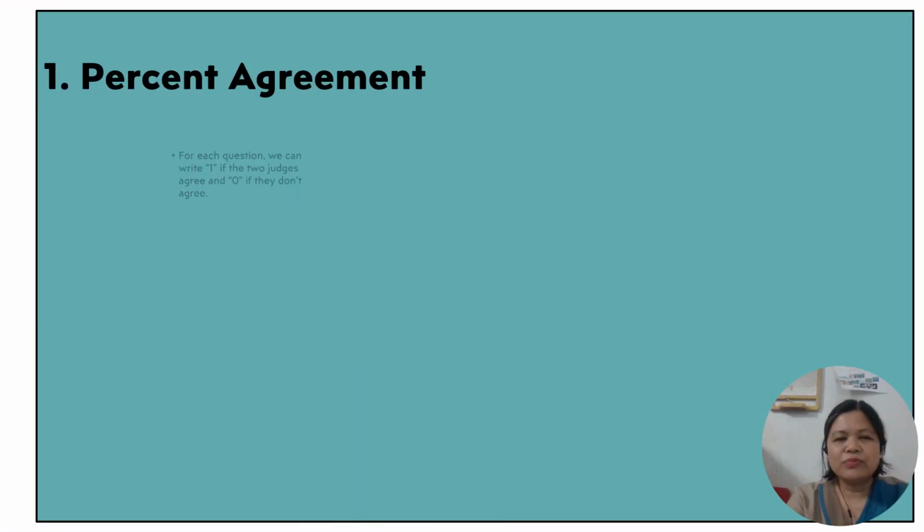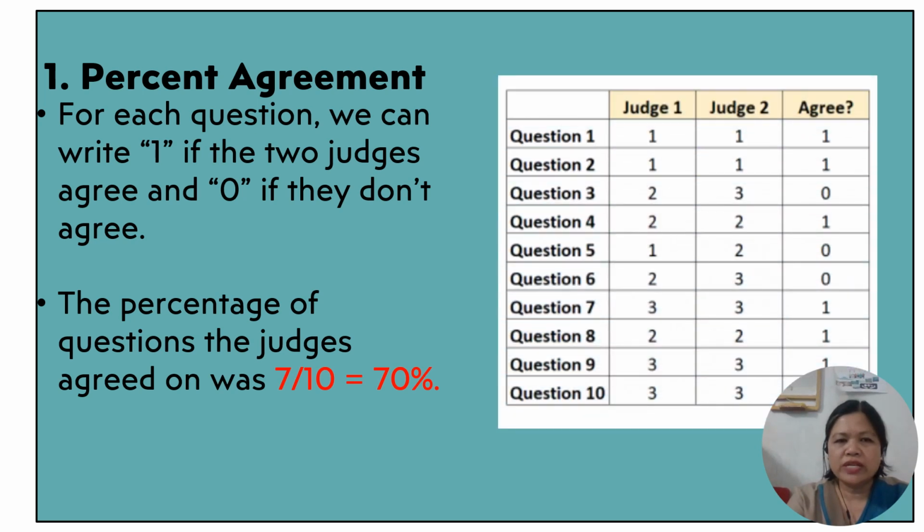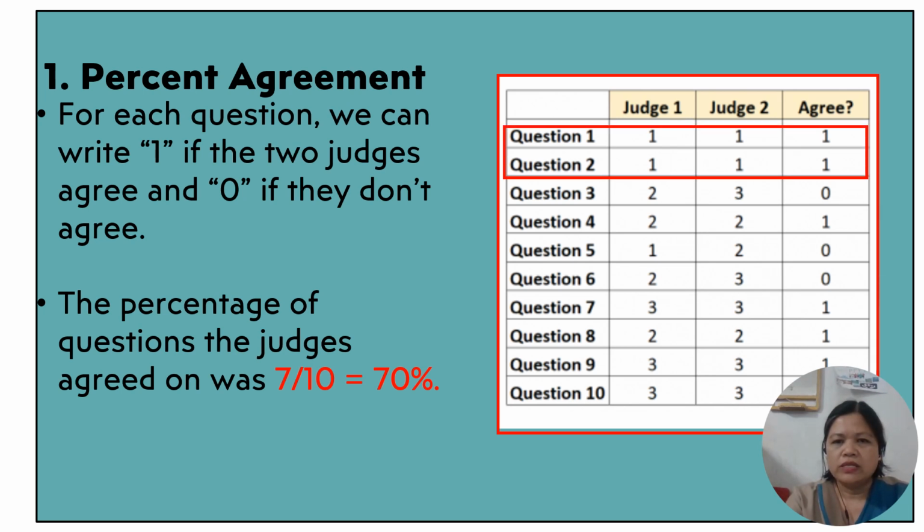So, calculating percent agreement. For each question, we can write 1 if the two judges agree and 0 if they don't agree. So, in this example, sa question 1, judge 2, they agree, susulat natin 1. Sa question 3, ang judge 1 is 2 and judge 2 is 3. So, susulat natin ang 0. So, in summary, the percentage of questions the judges agree on in this table was 7/10 or 70%.